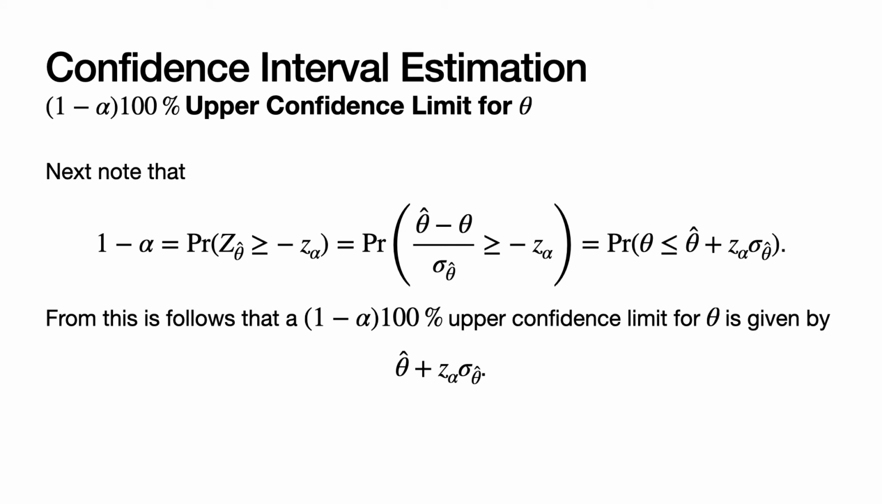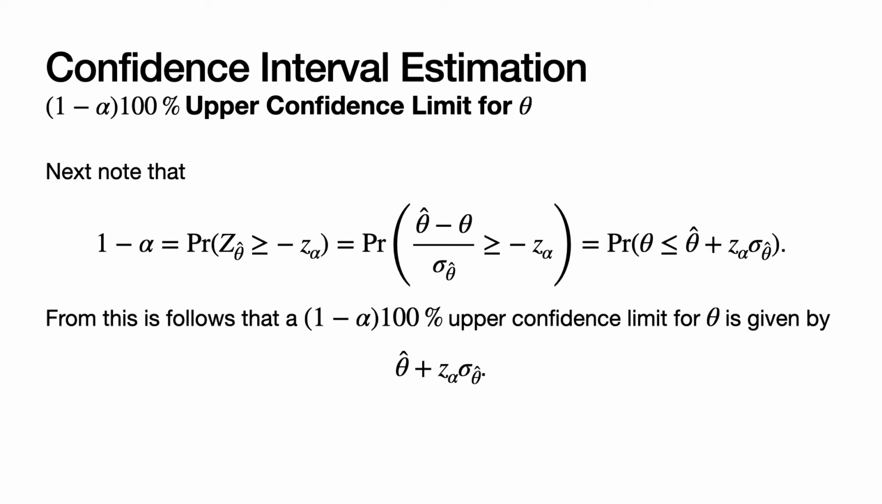Next, we'll look at how to construct a 1 minus alpha times 100% upper confidence limit for theta. To do this, note that 1 minus alpha is equal to the probability that the standardized version of theta hat, which is z sub theta hat, is greater than or equal to negative z sub alpha. Again, that probability is equal to 1 minus alpha.